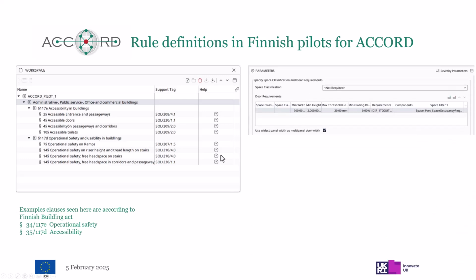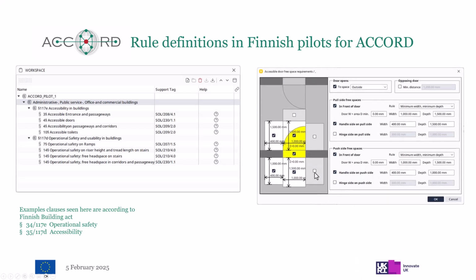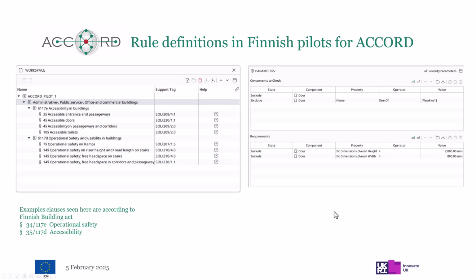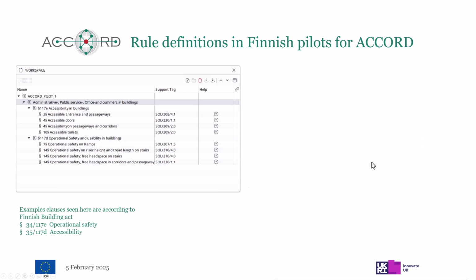Here you can see the entrance. First, the definition for the entrance: the minimum width, height, threshold. And within these details, we can see that it's related to a specific space, foyer or entrance hall. And then we have the details of the door parameterized in this table. Next, we have general doors. We have the requirements for them in height and width.